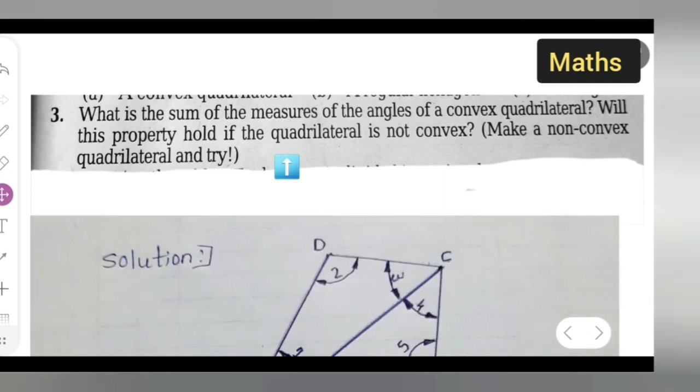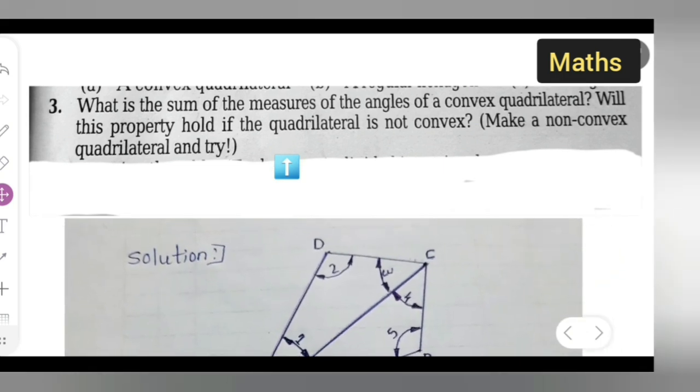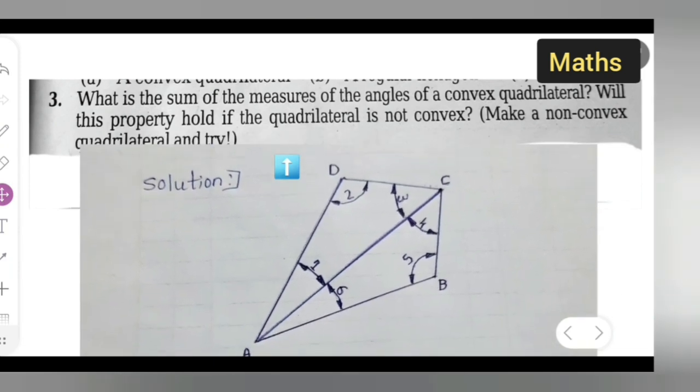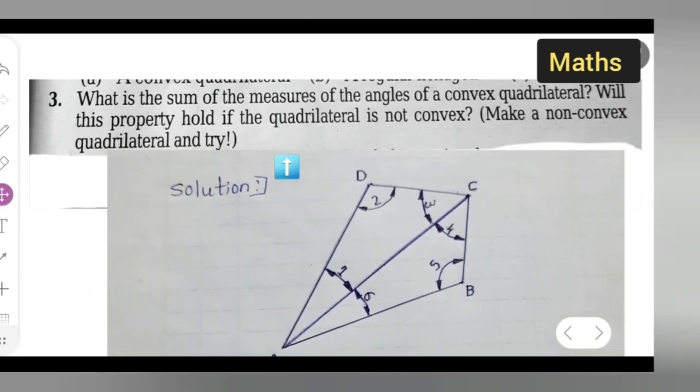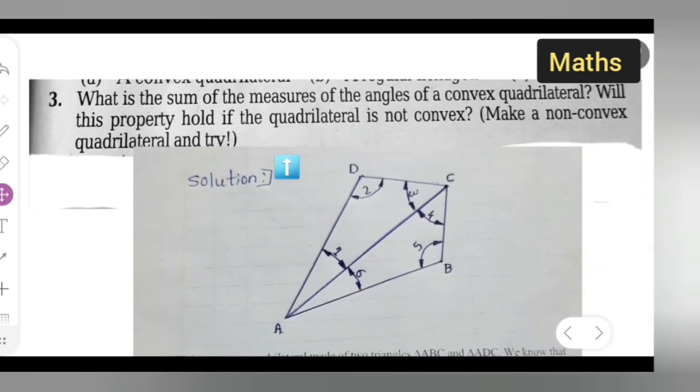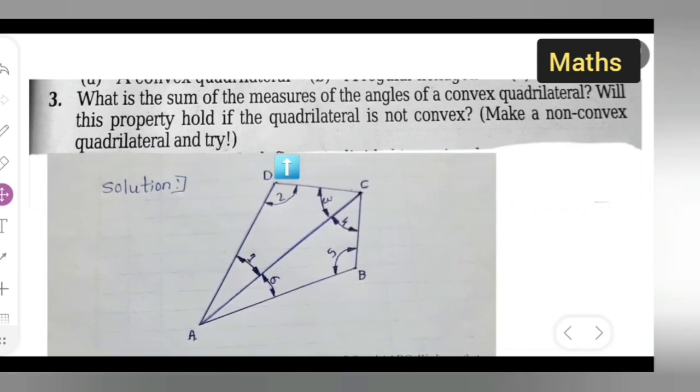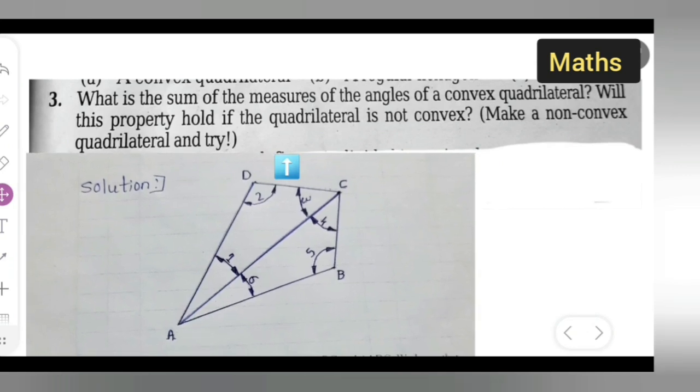So let us try this. First you can draw this quadrilateral. Okay, you can all take down this solution and draw quadrilateral ABCD, and here you can see angle 1, angle 2, angle 3. So in this part, AC is a diagonal and it divides this quadrilateral into 2 halves. In one half there will be angles 1, 2, 3. In the second half there will be angles 4, 5, 6.